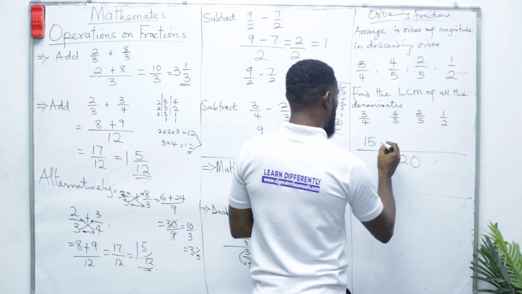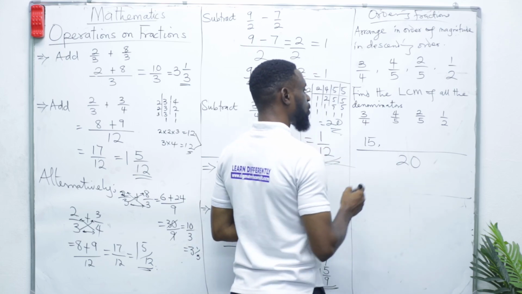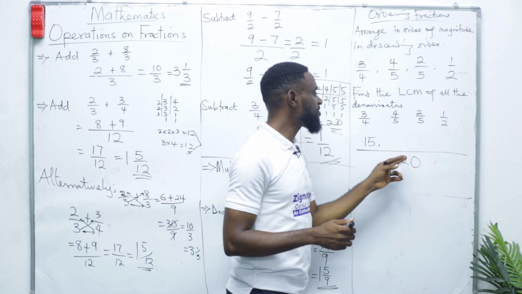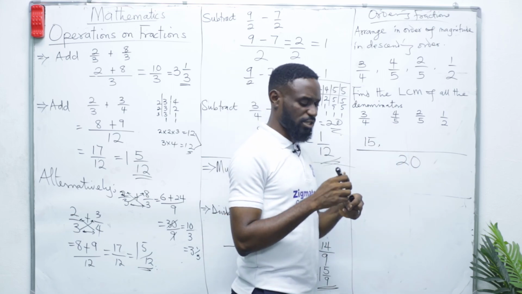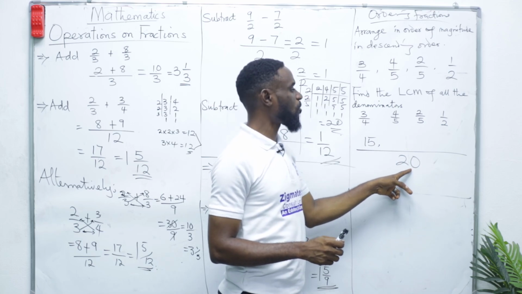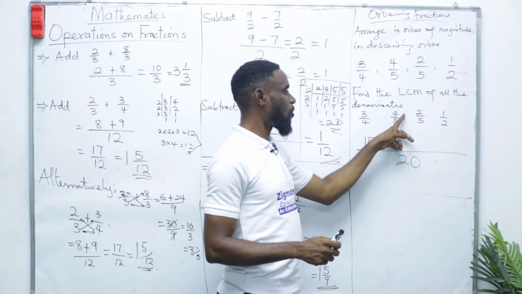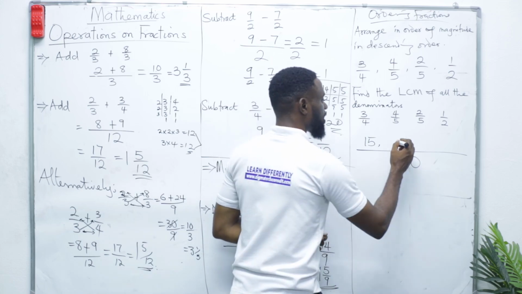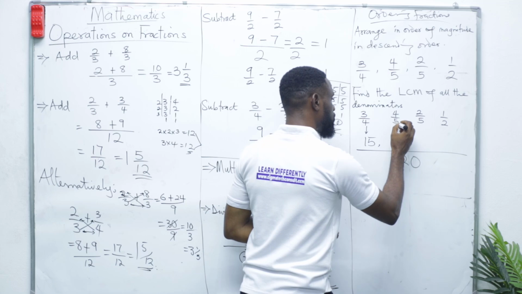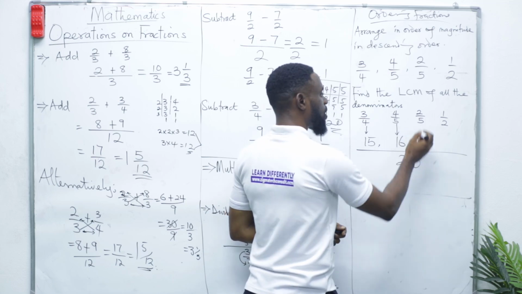We move to this one. We are done in this one. We move to this one. We have 5 as the denominator of this fraction. So 5 divide 20 will give us 4. 4 times 4 will give us 16. Okay, so this is 16. Just note what I'm doing. Then we go to the next one.